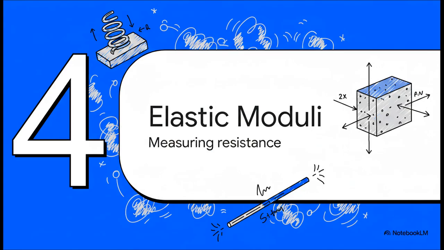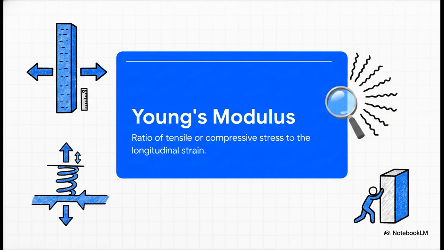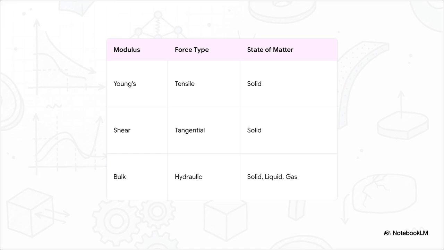Section 4. The elastic moduli. The major takeaway here is that different materials resist these physical deformations in very specific, uniquely measurable ways. The most famous of these is Young's modulus. It's essentially the ultimate test of how incredibly stubborn a solid is when you try to change its length. Mathematically, it's the exact ratio of tensile stress to longitudinal strain. So a material with a really high Young's modulus requires an absolutely massive amount of force to produce even a tiny change in length.